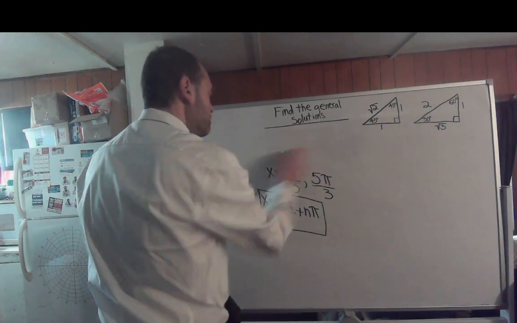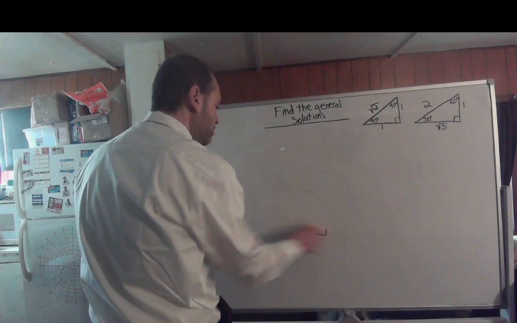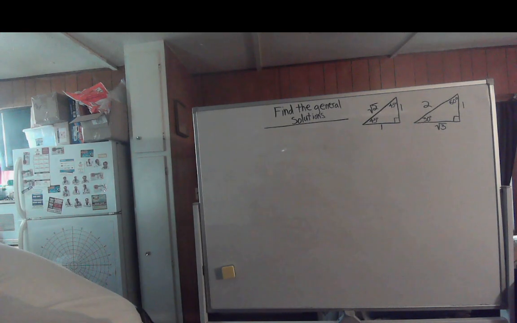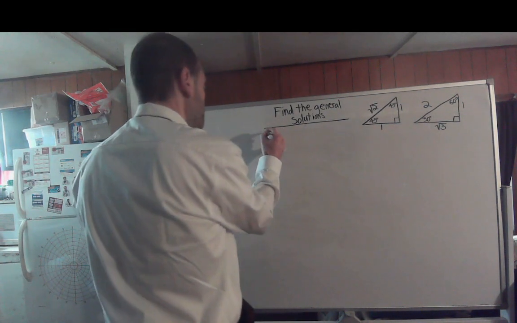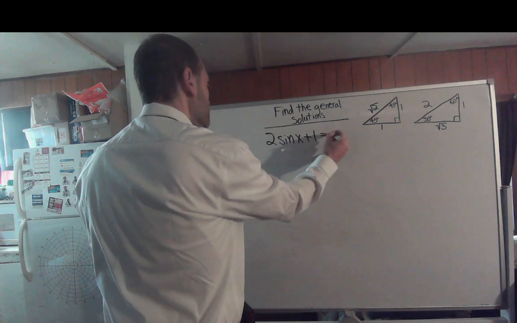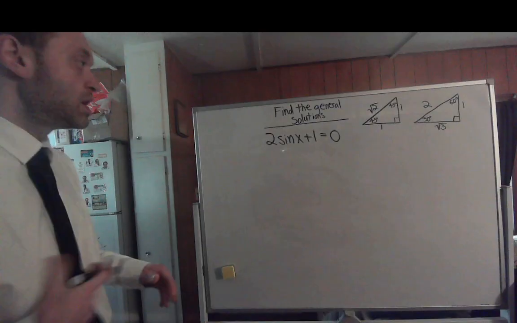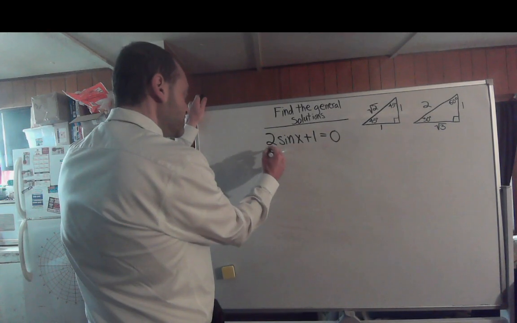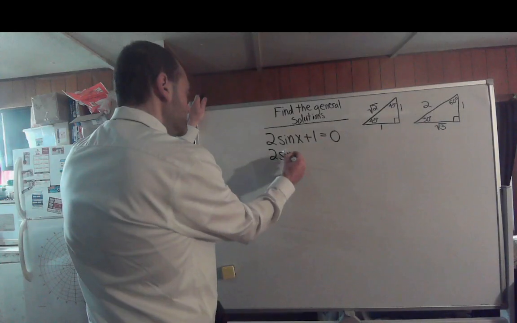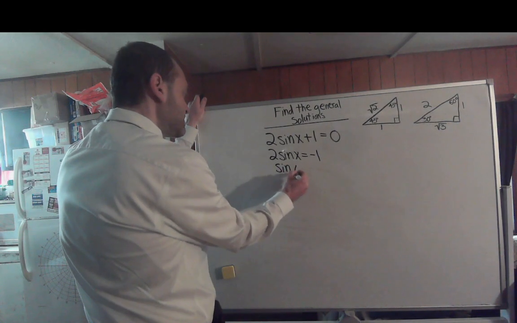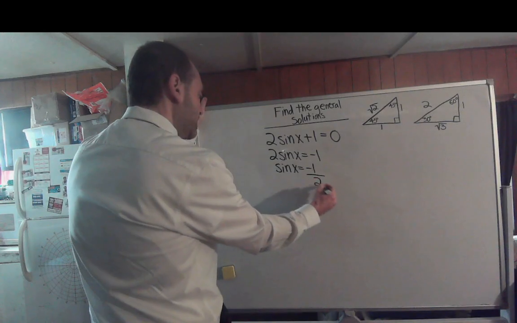Alright. I think we're about done with the single function linear ones. No, I got one more. Just one more. So we have 2 times the sine of x plus 1 equals 0. Well, let's get this sine of x term by itself. So this would turn into 2 times the sine of x equals negative 1, which would give you that the sine of x equals negative 1/2.